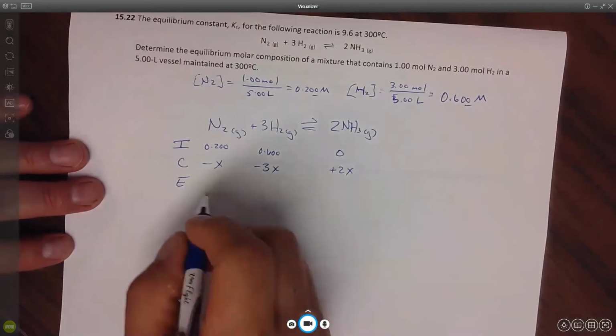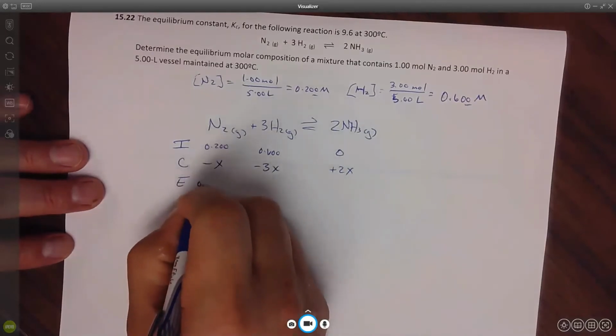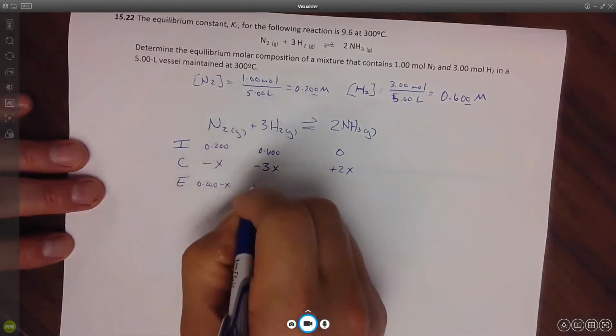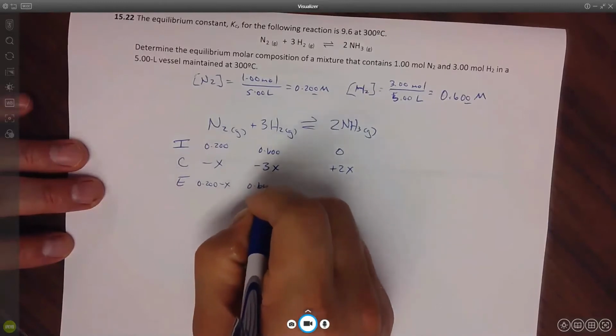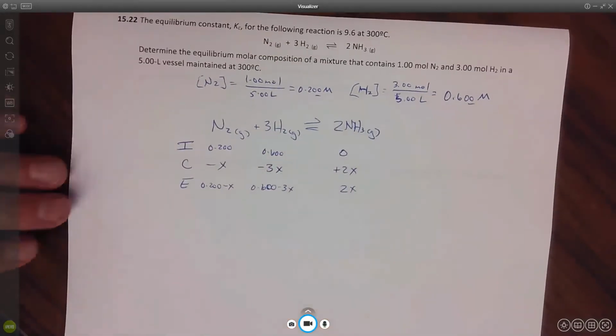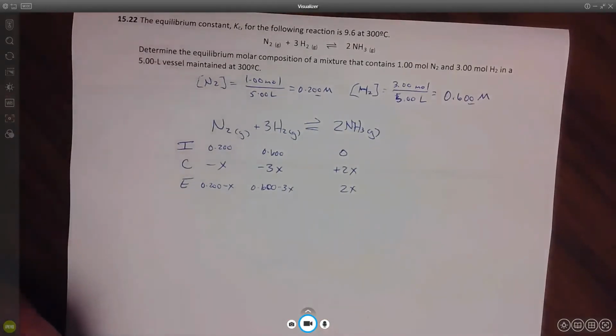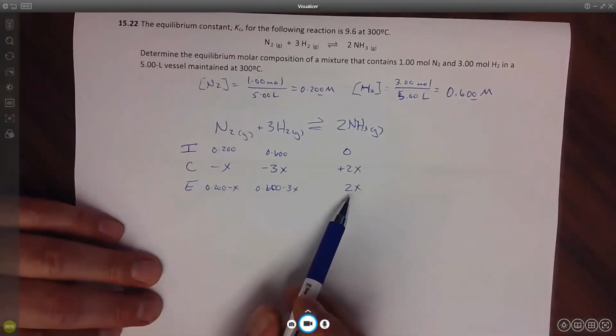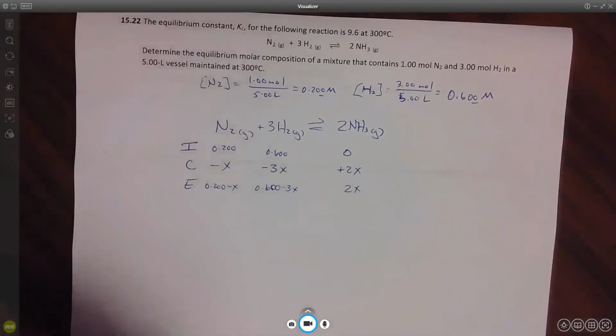Then at equilibrium, we just add them up. And that's always true. We're just going to add the initial and the change to one another, and there are our equilibrium concentrations. So that's eventually what we're looking for, those equilibrium concentrations, but we first need to determine X.